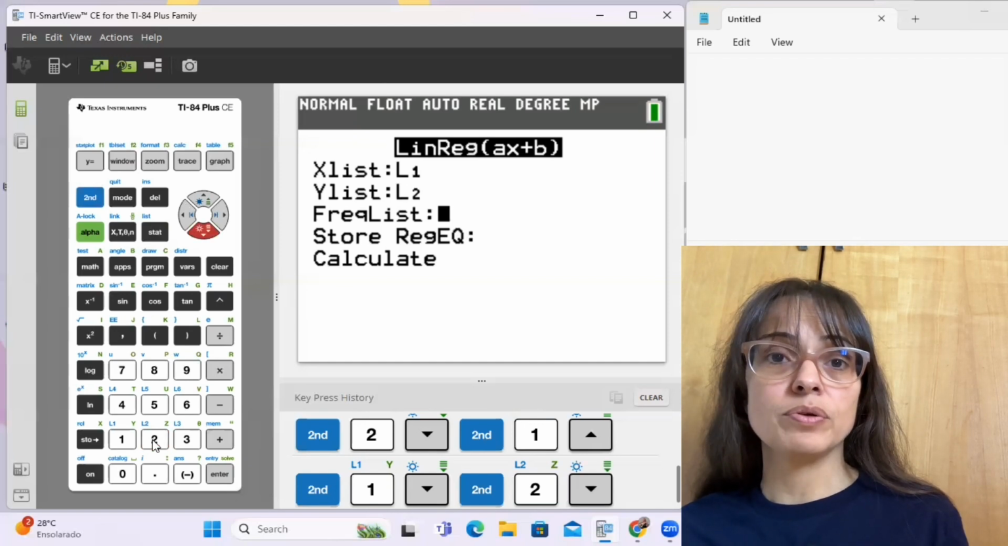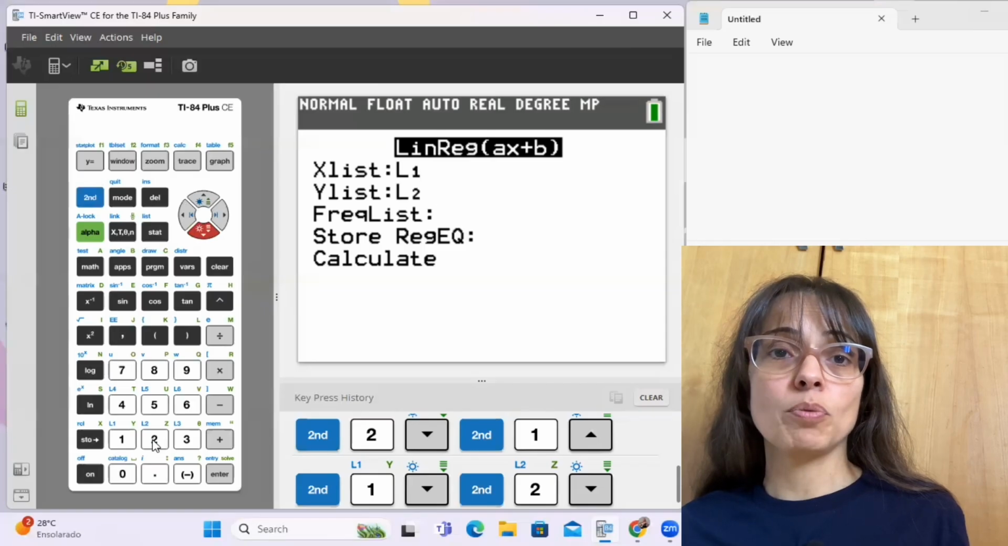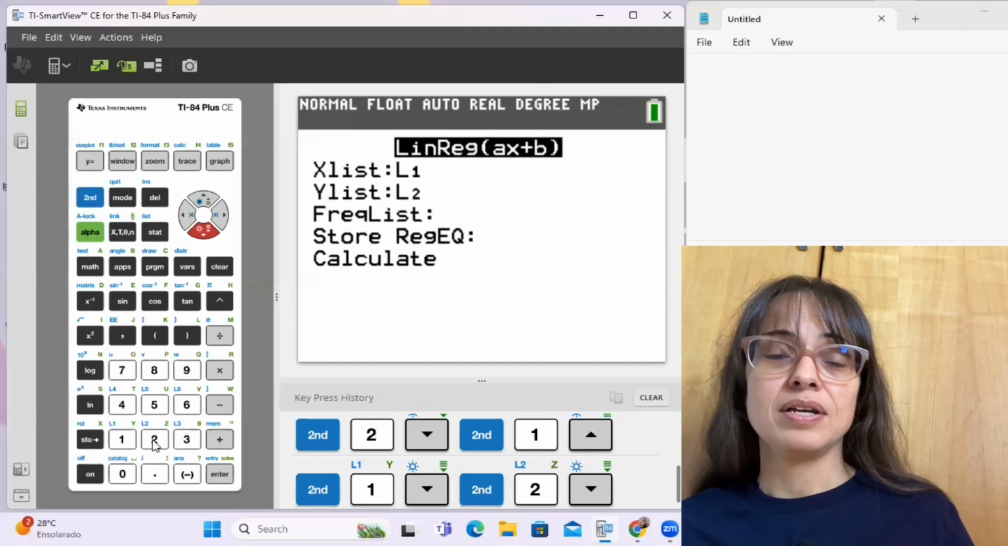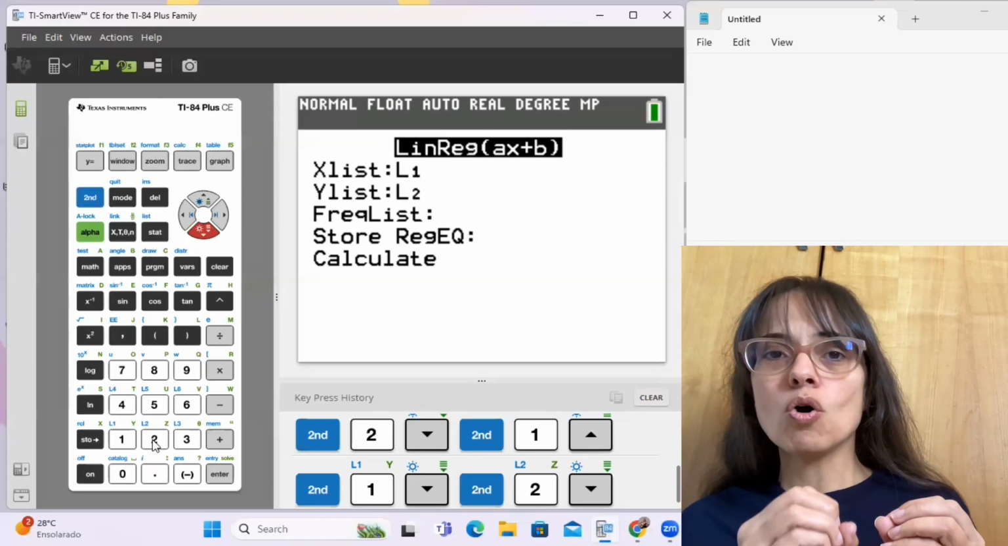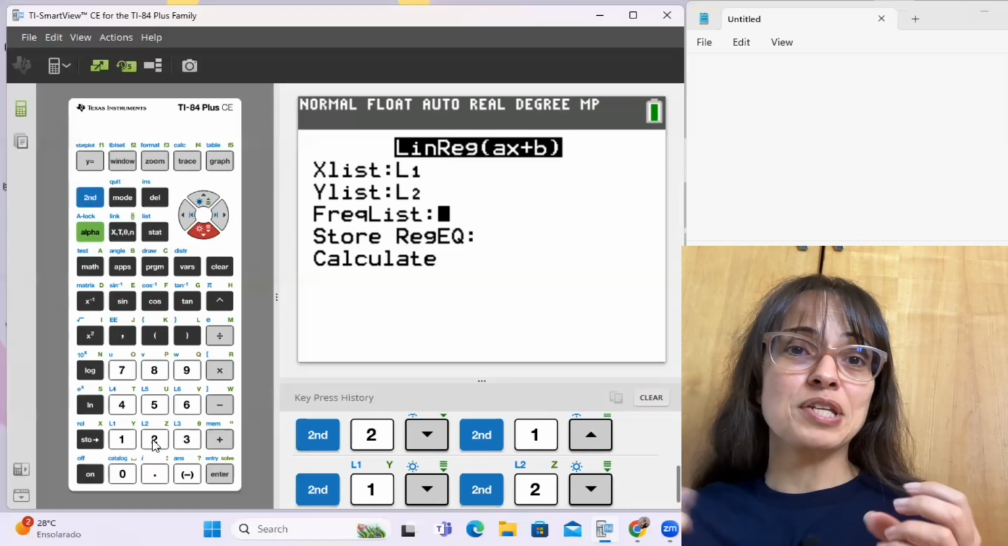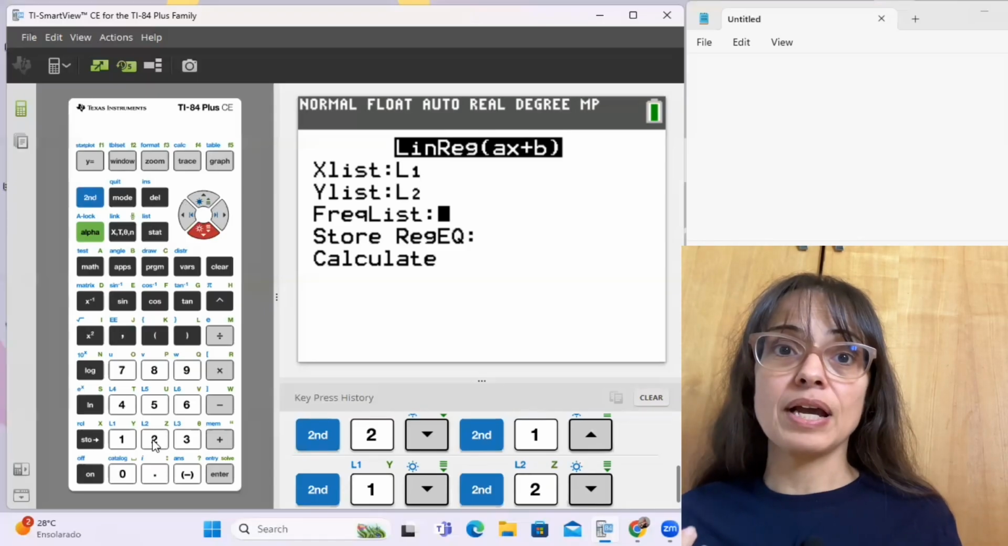And the next line is also very important. It is asking for a frequency list, which in this type of problems, we are almost never going to be using because each point is its own point. It's never going to be like he gives us one point with two coordinates and then, oh, but there's three of this same point. This doesn't really happen.